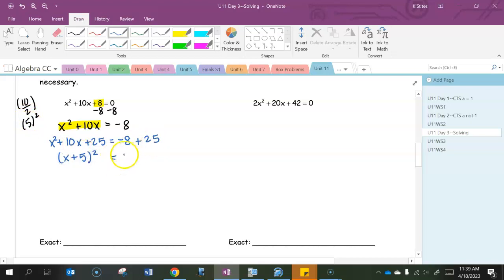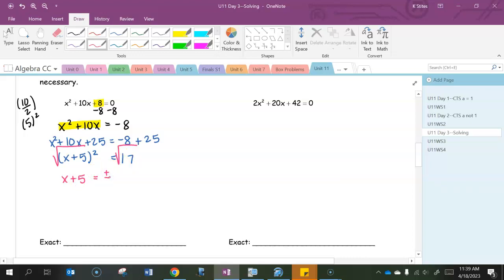-8 plus 25 is 17. Okay, and now this is actually something that we know how to solve already. You have a squared here, so we're going to root both sides. That brings down our x plus 5. Okay, we've done this in a previous unit. Make sure you have your plus or minus.